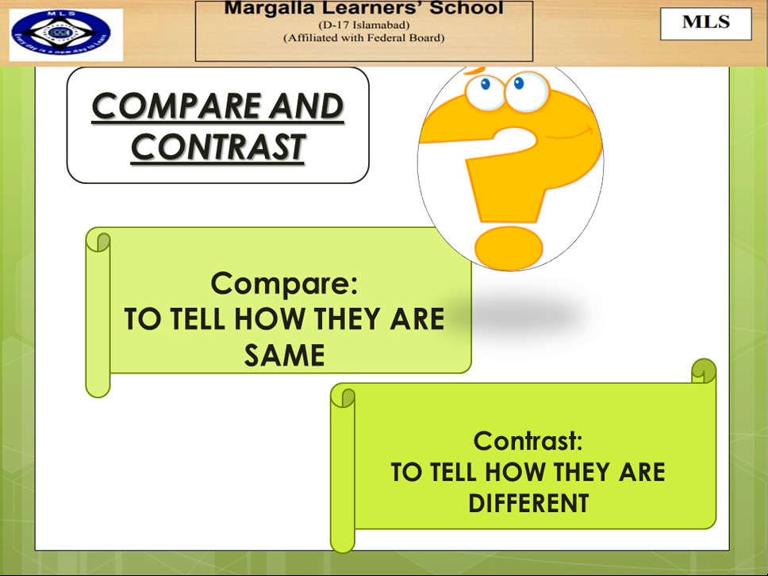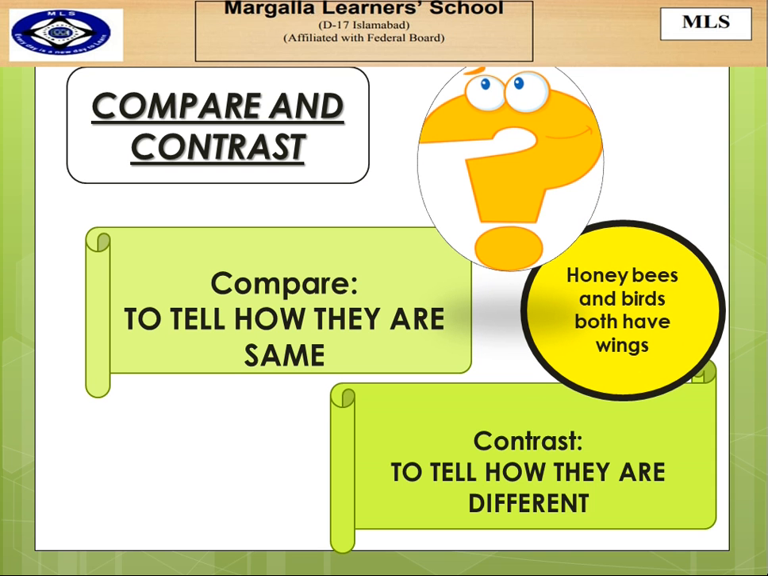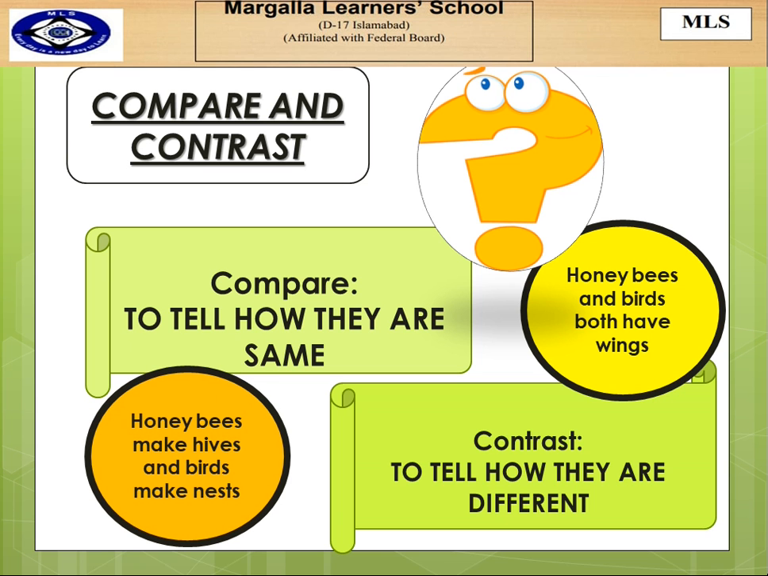Let us consider an example of honeybee and birds. If we have to compare between honeybee and birds, they both have wings. If we have to contrast between honeybees and birds, honeybees make hives, a place where honeybees live. Birds make nests, a place where birds live.